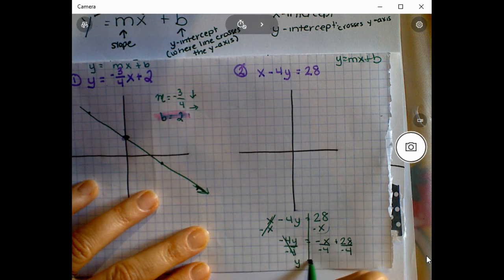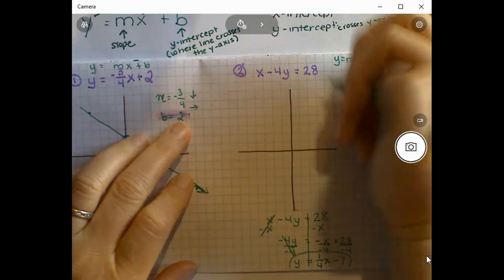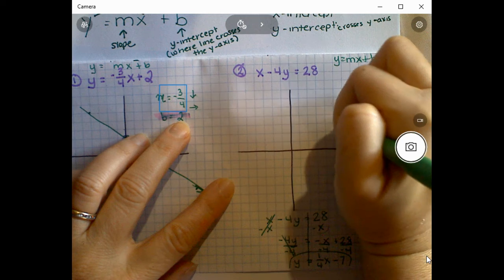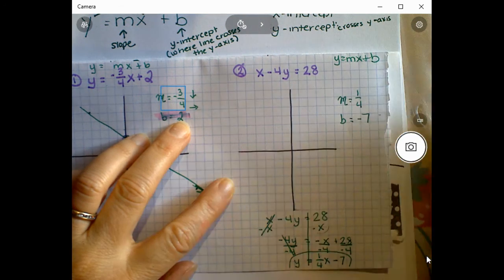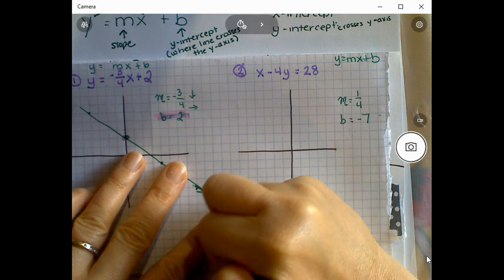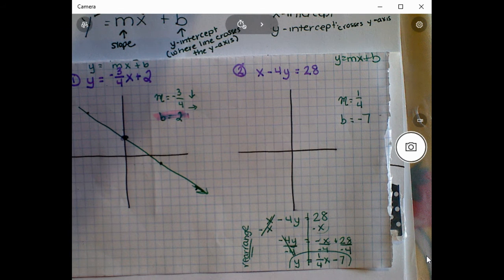That means we have y equals, we have a negative and a negative, which is positive, 1 over 4 x. 28 divided by negative 4 is negative 7. This is in the right form. That's in the correct form. All right. So now we know the slope is 1/4 and the y-intercept is negative 7. All right. So you have to rearrange to get it into the right form. All right. And now we can graph.